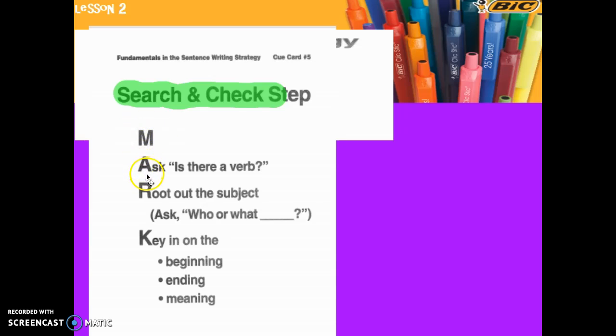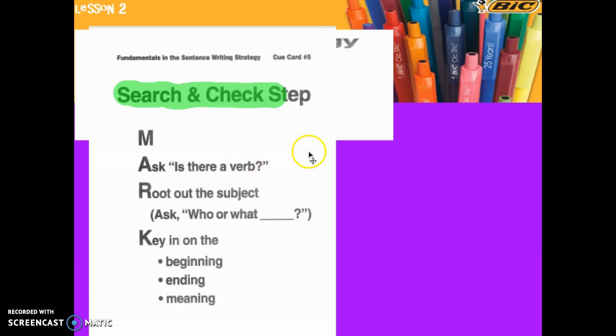So A stands for ask. Is there a verb? So you're given a sentence. The first question you ask is, is there a verb? And you'll mark that with the letter V. R stands for root out the subject. And you're going to ask yourself who or what, and then put in the verb. The last step is K, or key in. On the beginning, does it have a capital letter? The ending, does it have punctuation? And then the meaning, does it make sense?